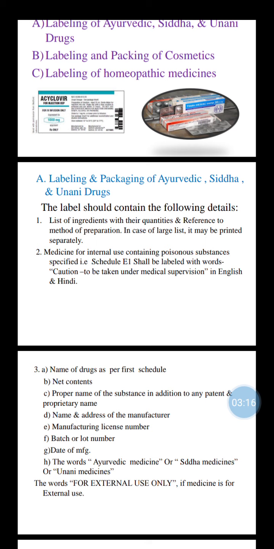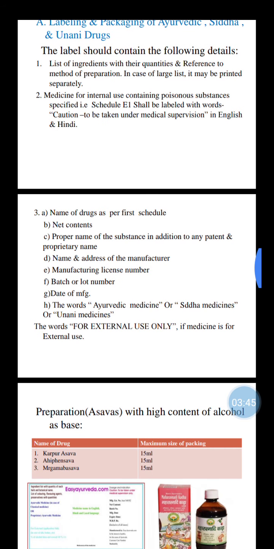You see this for Ayurvedic, Siddha and Unani drugs. A medicine for internal use containing a poisonous substance specified in Schedule E1 shall be labeled with the words "caution: to be taken under medical supervision" in English and Hindi. Next, the name of the drug as per the First Schedule. What is the First Schedule? The names used in the First Schedule will be written.